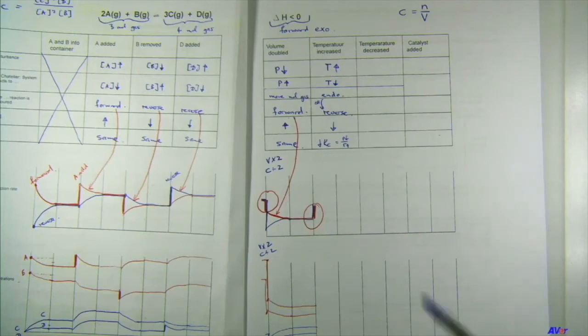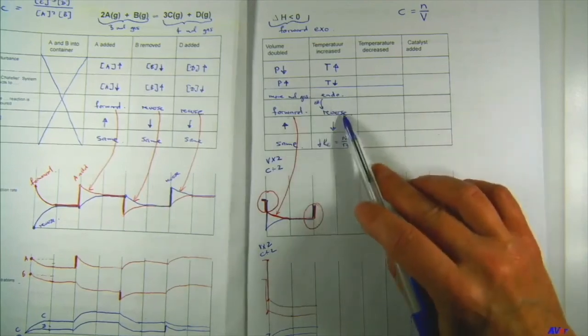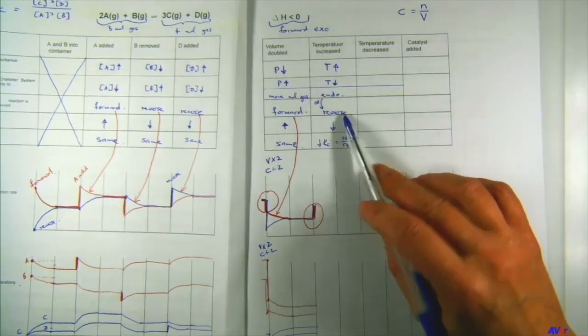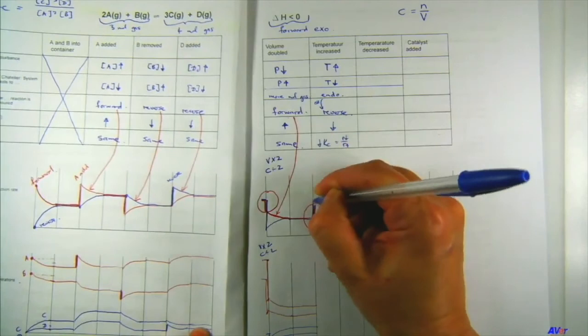Right, and now I want to know who's going the highest. How am I going to decide? Look at which one is favored. Reverse is favored. So reverse must be at the top.